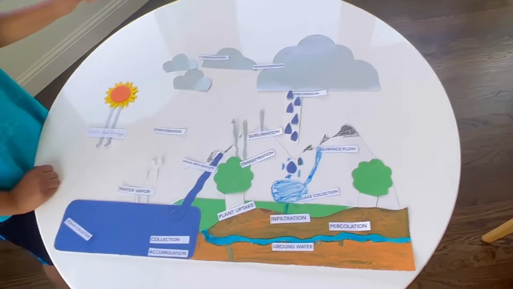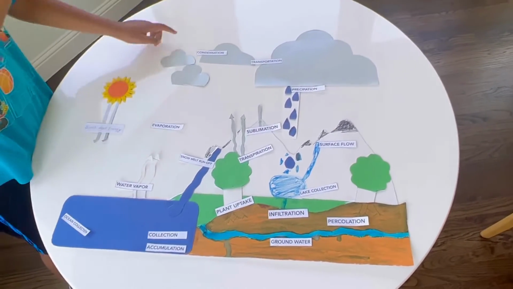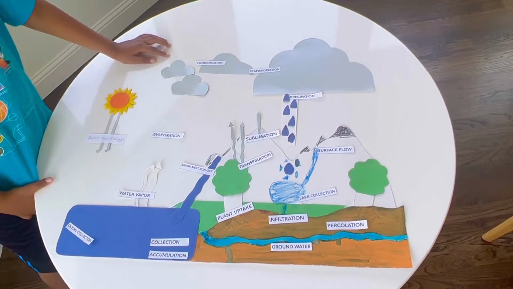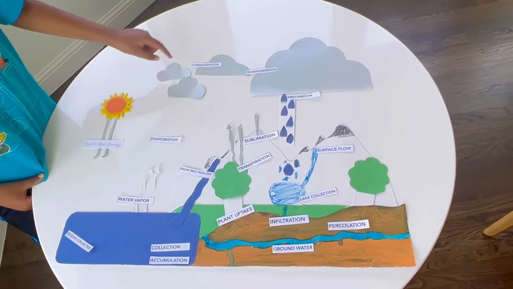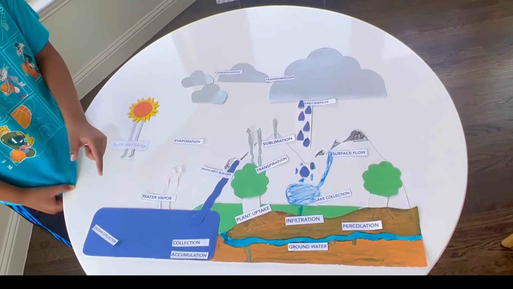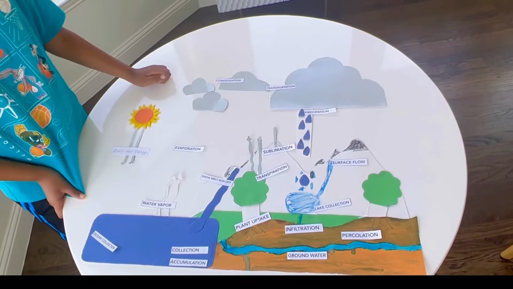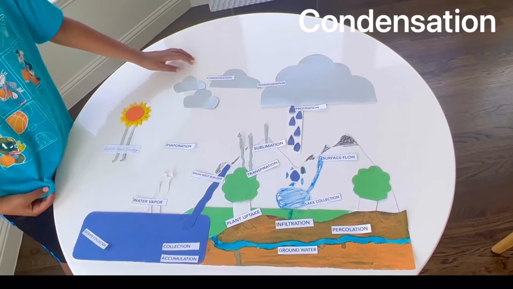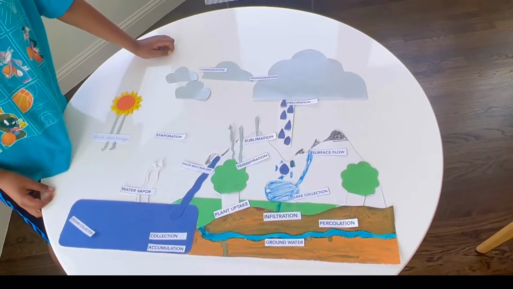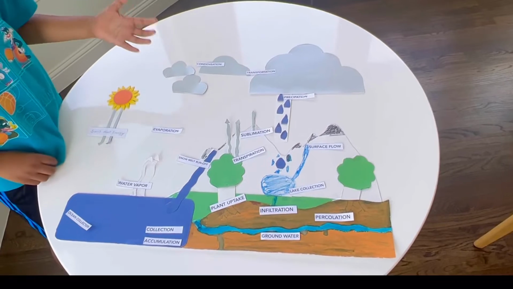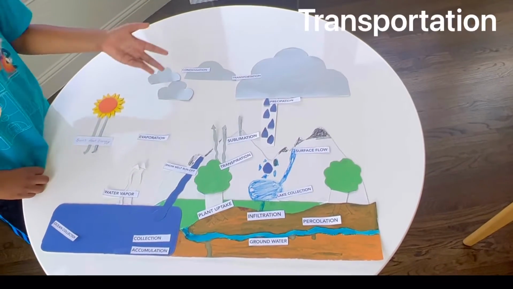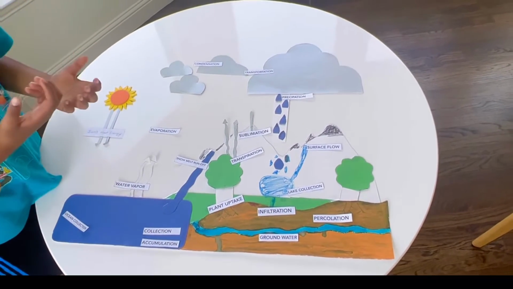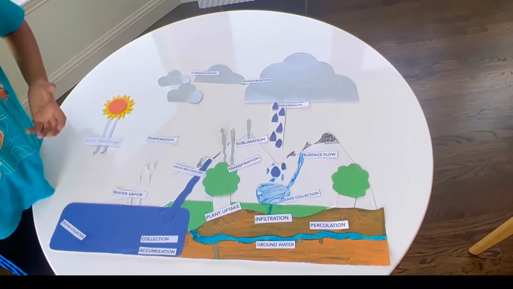After that, the water vapor, high up in the atmosphere, touches other dust particles. This makes small water droplets stick together with other dust particles in the atmosphere, and then create a cloud. This is called condensation. Whenever these clouds come and mix together, they create a bigger cloud. This is called transportation.